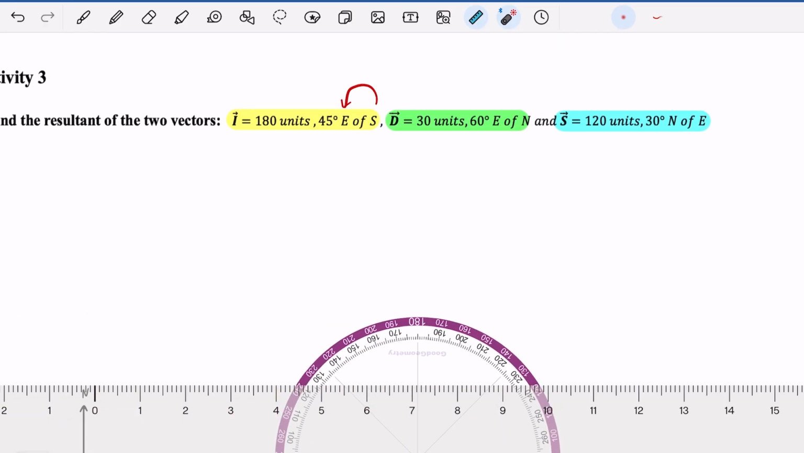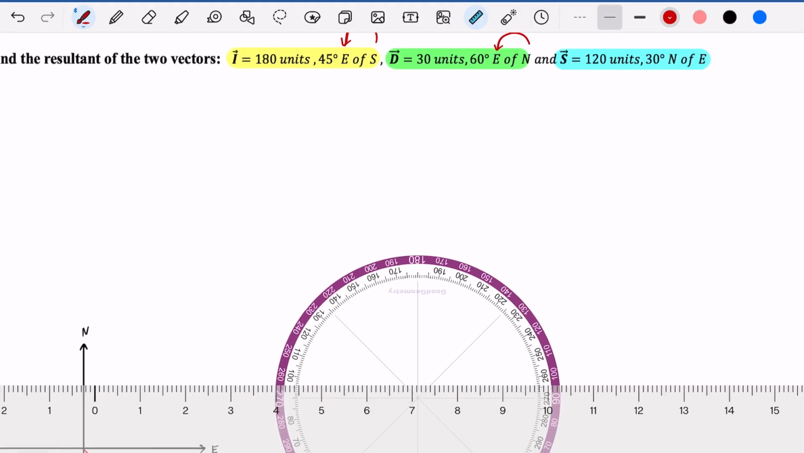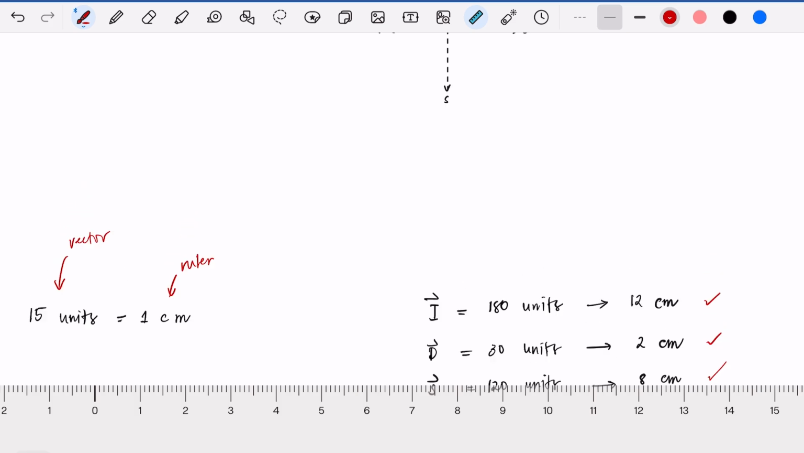So for the second vector, the second vector is east of north. So again, that means I'll start my 0 degrees from north going towards east, and clearly that's in the first quadrant, and have 30 units. 30 units according to my scale will just be 2 cm.